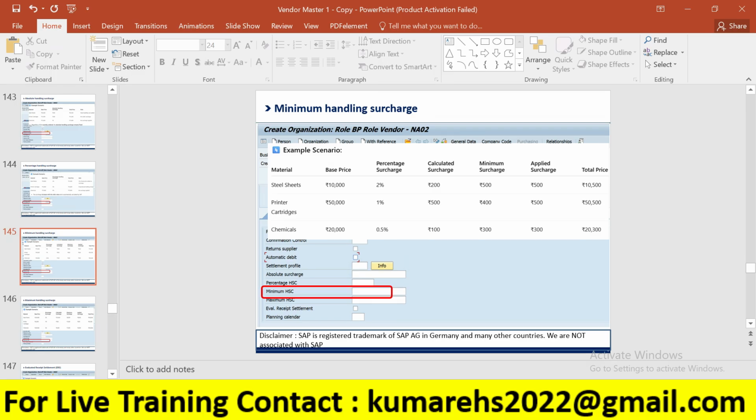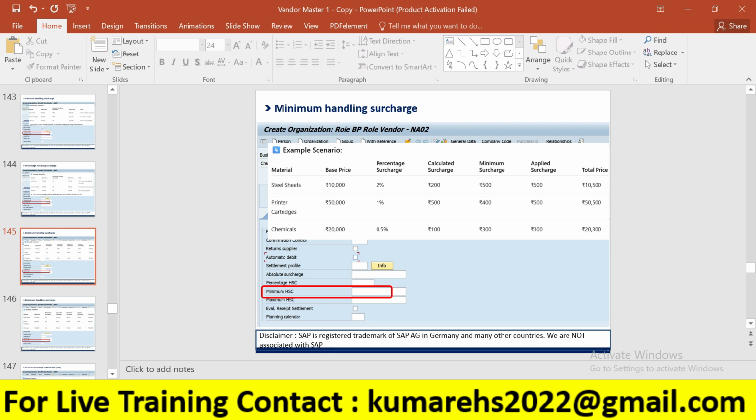The definition: the minimum handling charges set a floor value for handling or service charges. It ensures that even if the calculated handling surcharge is low, a minimum charge is applied, preventing undercharging for handling services in small orders or low value materials. The purpose: guarantee minimum cost recovery for handling, packaging or logistics efforts, ensure financial accuracy and avoid loss on small transactions. It works alongside absolute and percentage handling surcharges to maintain total surcharge compliance.